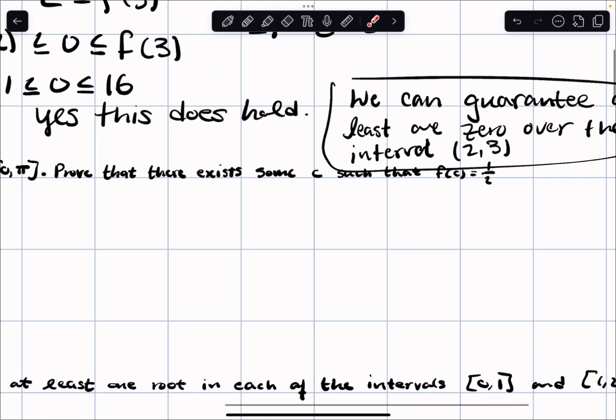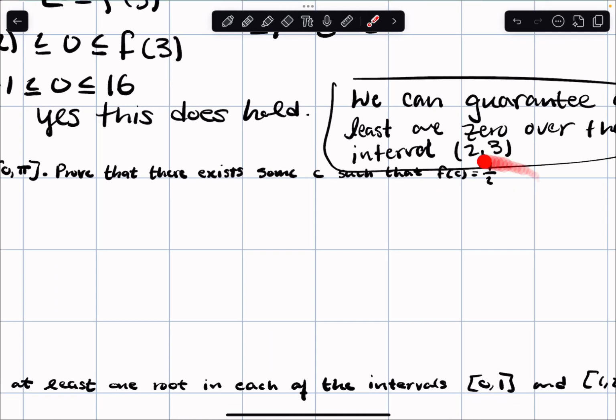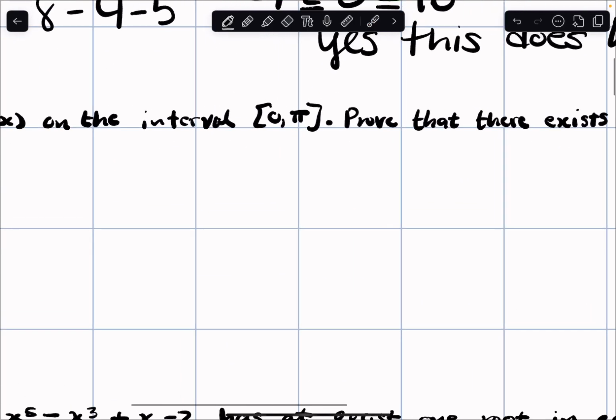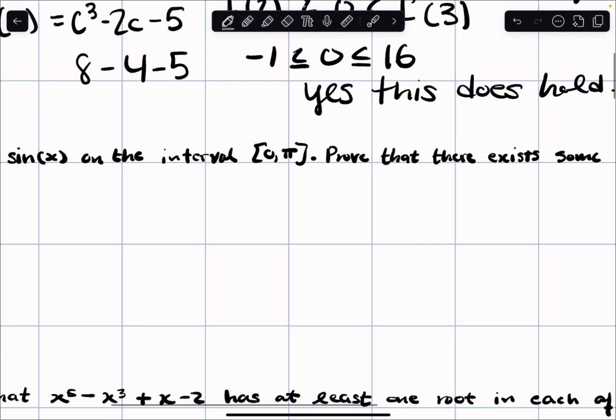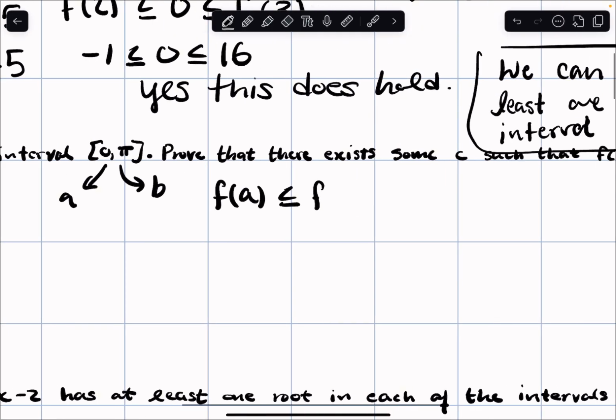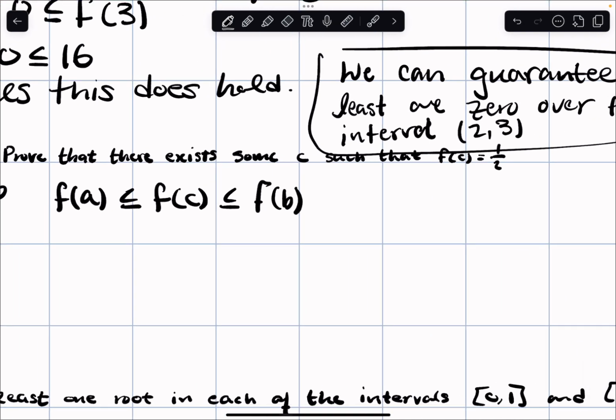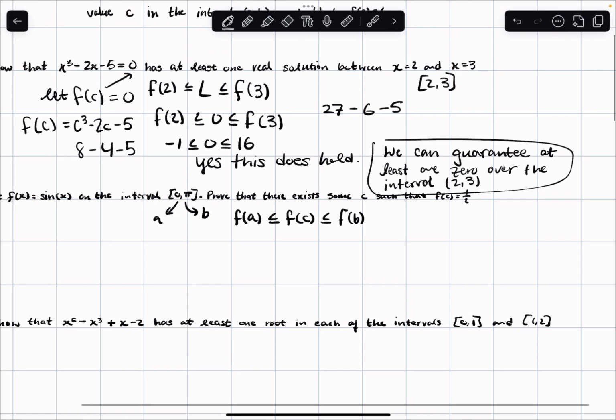Prove that there exists some c such that f of c is equal to a half. Okay, so let's start here. We already have our A and B laid out neatly. So this is going to be our A, and this is going to be our B. So we're going to do f of A is less than or equal to f of C is less than or equal to f of B.